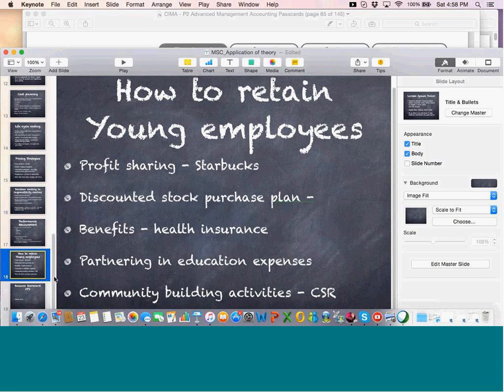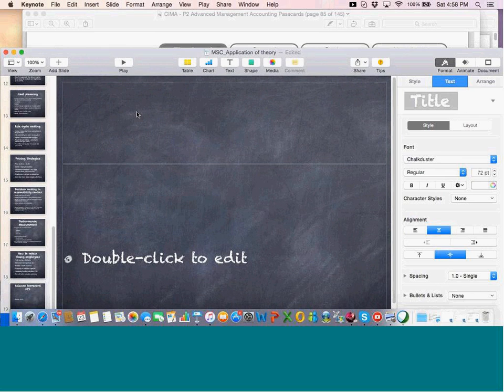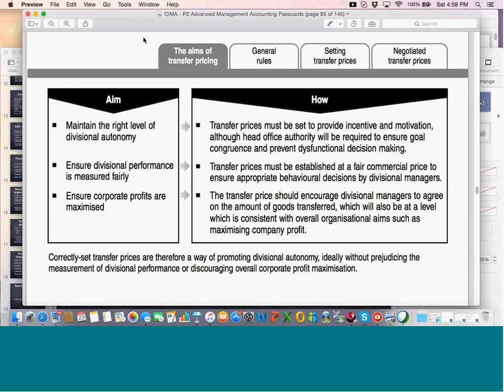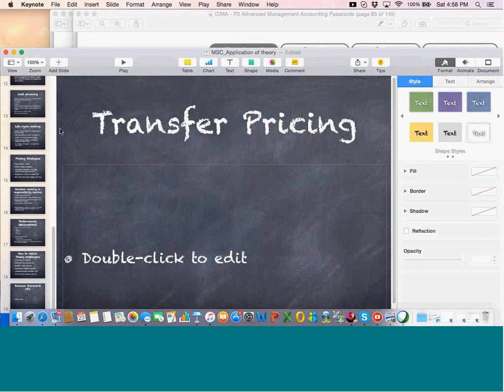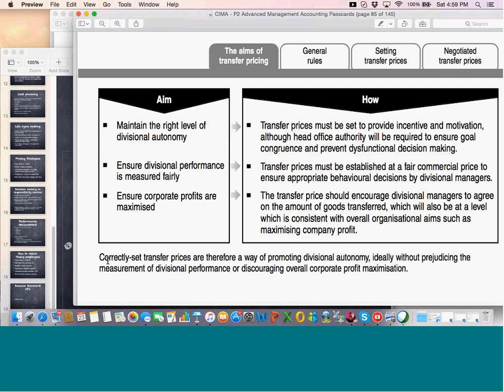The negative news we hear in the media is that multinational corporations use transfer pricing to avoid taxes. Correct. So remove this negativity from mind here and elaborate more. What's the side of transfer pricing in the Pizza Time case? Why would we use it? It is to promote autonomy. And it clearly states here that correctly set transfer pricing is a way of promoting divisional autonomy.